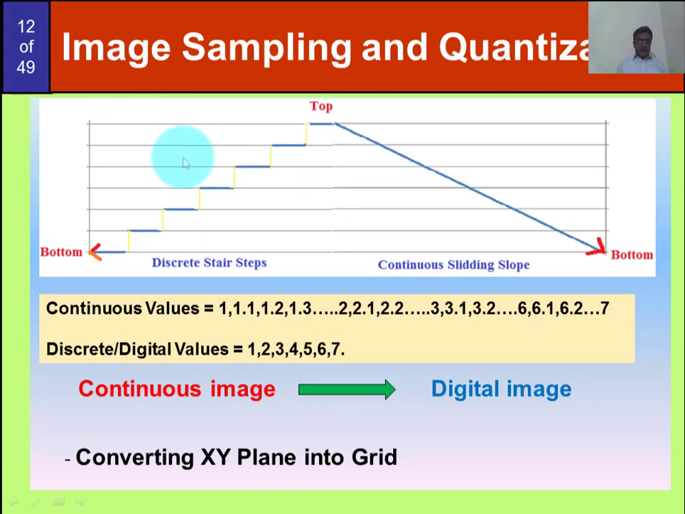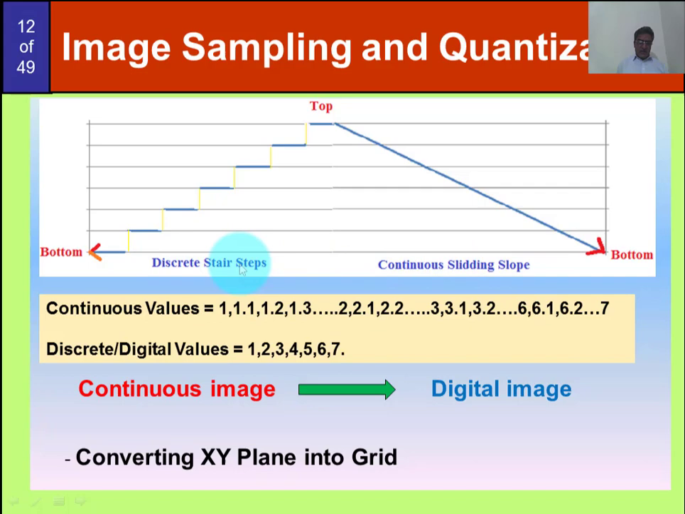Here the previous slides were just the overview of sampling and quantization. Now we will apply the process of sampling and quantization on the original image, and we will see how sampling and quantization perform their operations. Before going into the detail of sampling and quantization, we should clear the concept of discrete and continuous values.